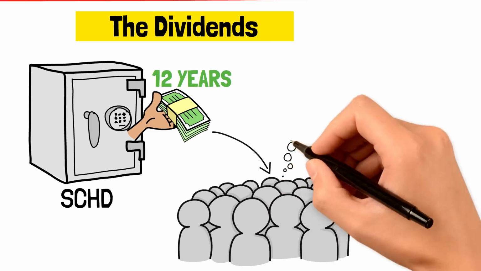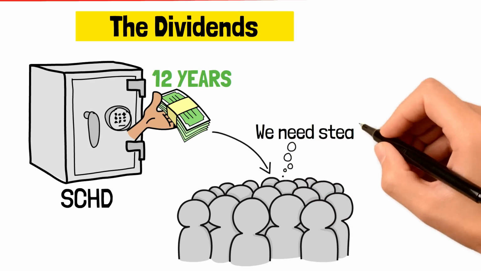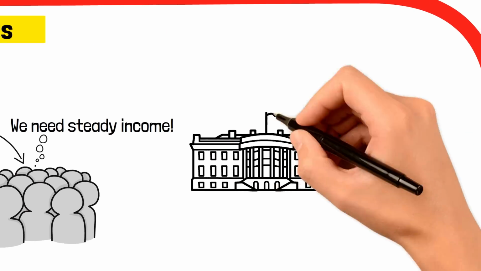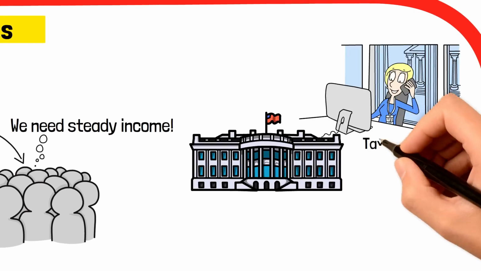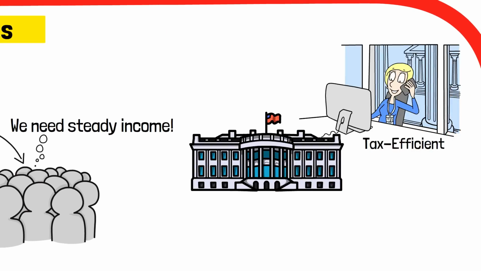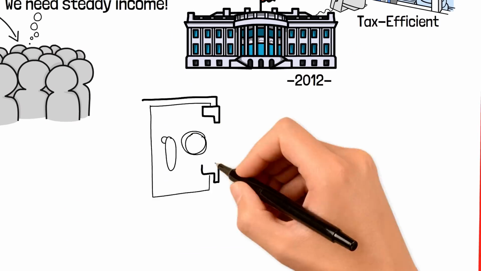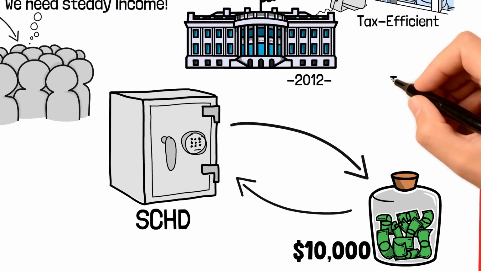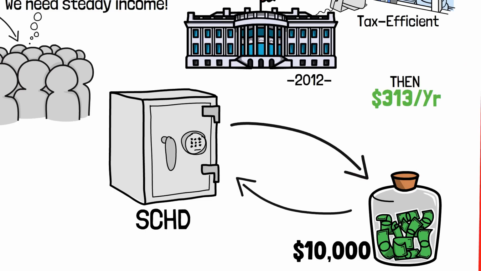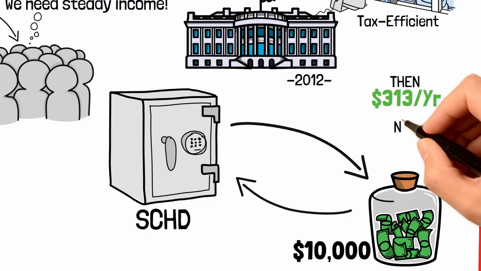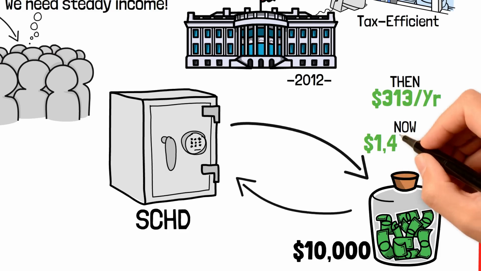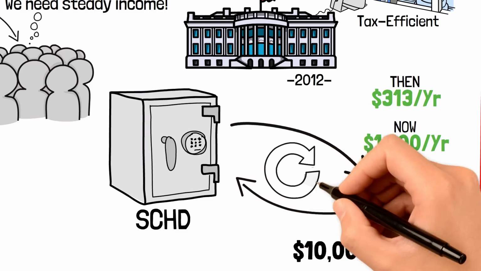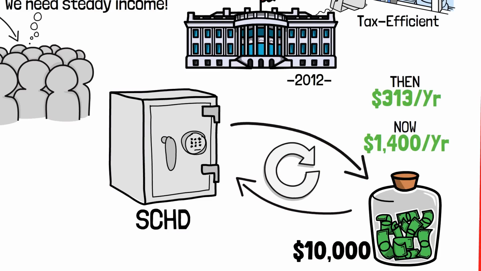Most people invest in a dividend-focused ETF like SCHD because they want a steady source of income, and SCHD has definitely delivered on that front, providing growing dividends that are also tax-efficient. For example, if you invested $10,000 in 2012, at first, you'd only be getting about $313 in dividend income each year. But now, thanks to the growth, that same investment would be giving you over $1,400 in dividends annually, assuming you reinvested all the dividends you received.